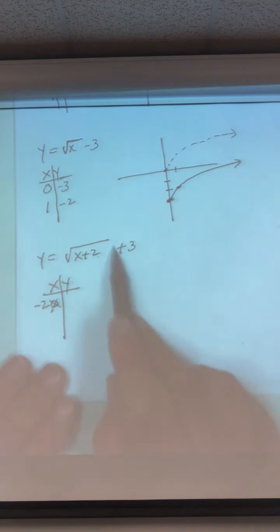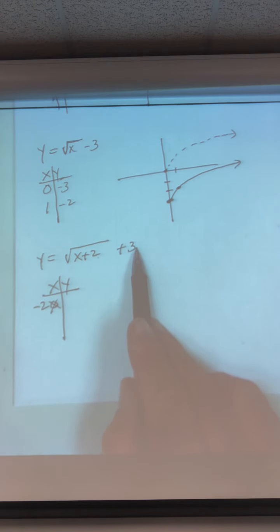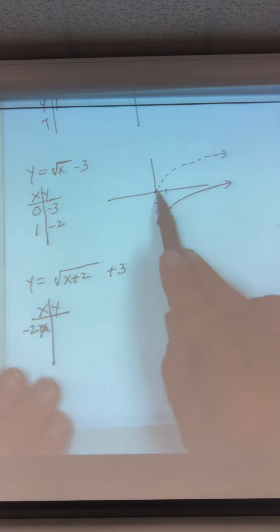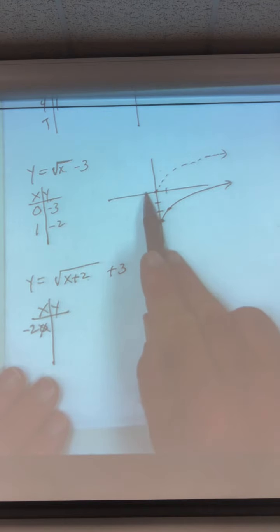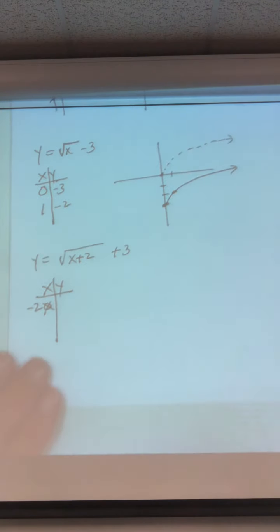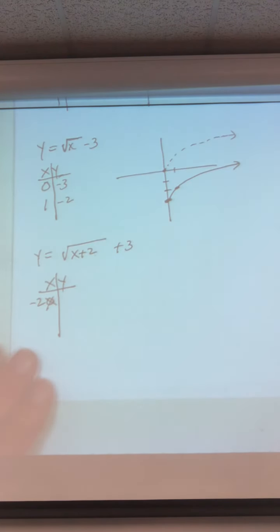Now, what is this going to do? That's going to be shifted 3 up. So instead of your graph being right here, it's going to be 2 to the left and 3 up. Now you're going to see that as soon as we do this.